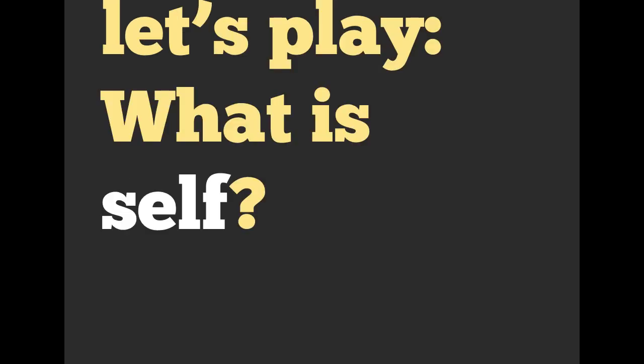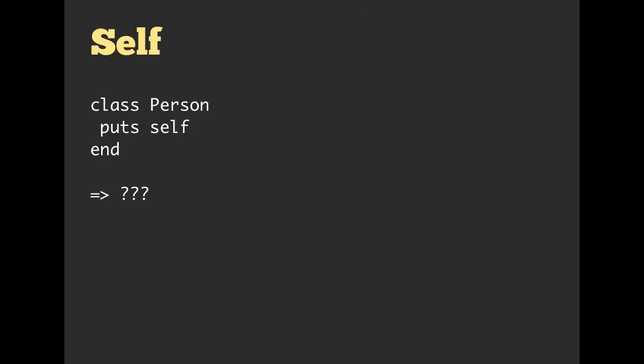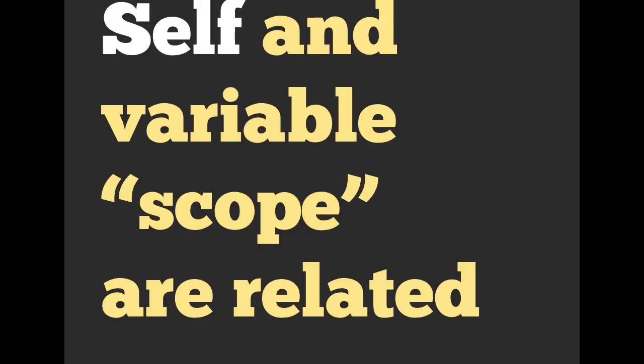Okay, so let's play. What is self? We have class Person, put self, and what do you think self is? If you said Person, you would be correct. What about module Foobar? We haven't talked about module, but it's a Ruby construct, and we put self inside of it. What do you think the result is going to be? If you guessed Foobar, you are correct.